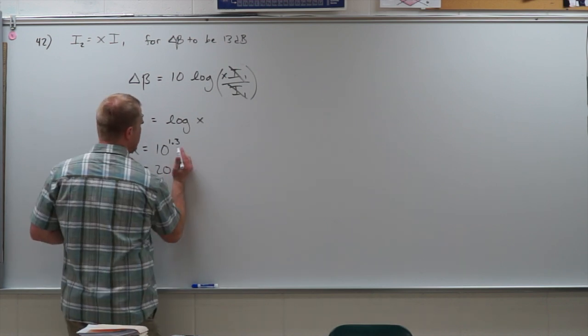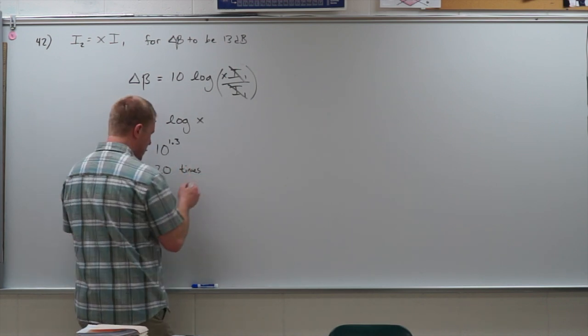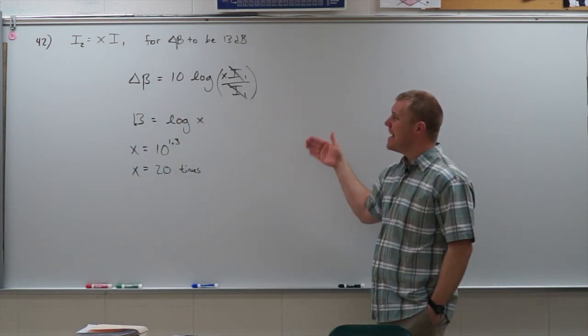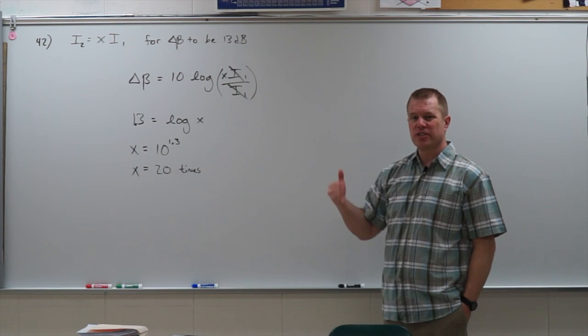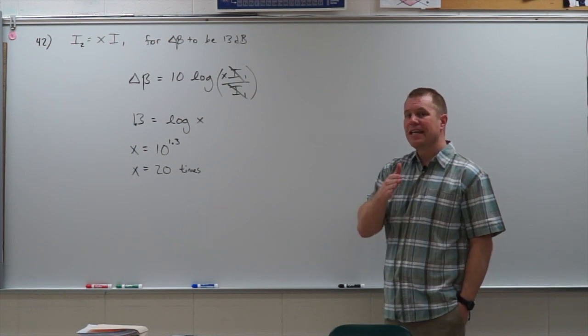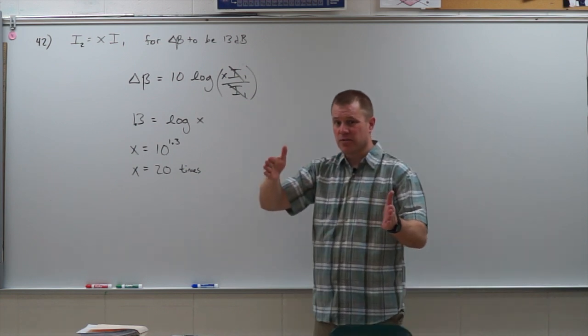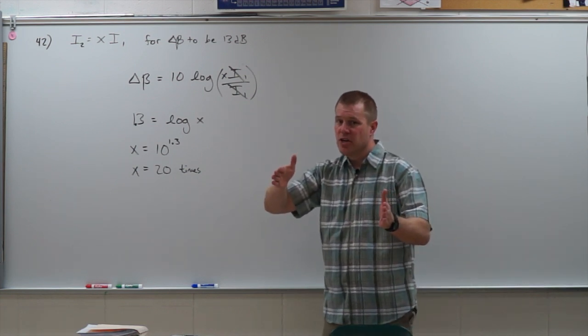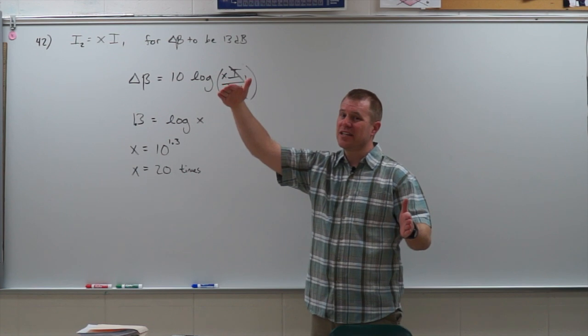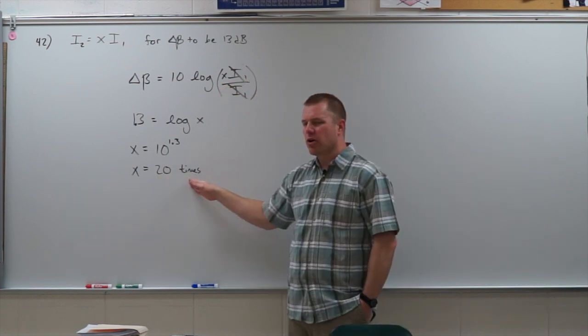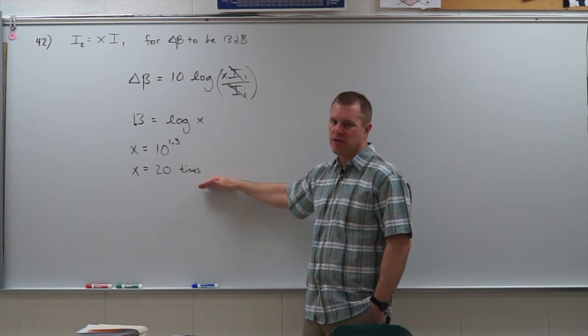Okay, so 20 times, we'll just write it like that. 20 times greater is the increase in the intensity just to gain 13 decibels, because it's a logarithmic scale. So 10 times greater increases it by 10 decibels. To increase it 20 decibels, it's going to be 100 times greater. So to go 13, we just have to go 20 times. So you have to actually figure that out.